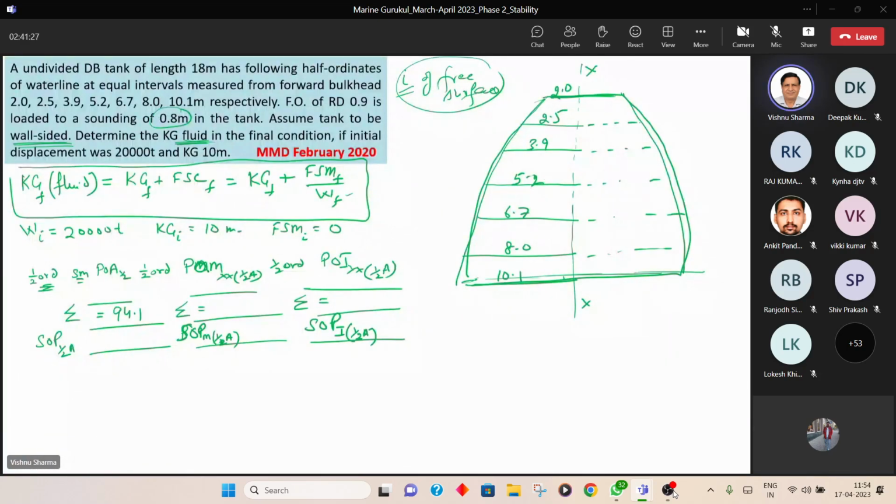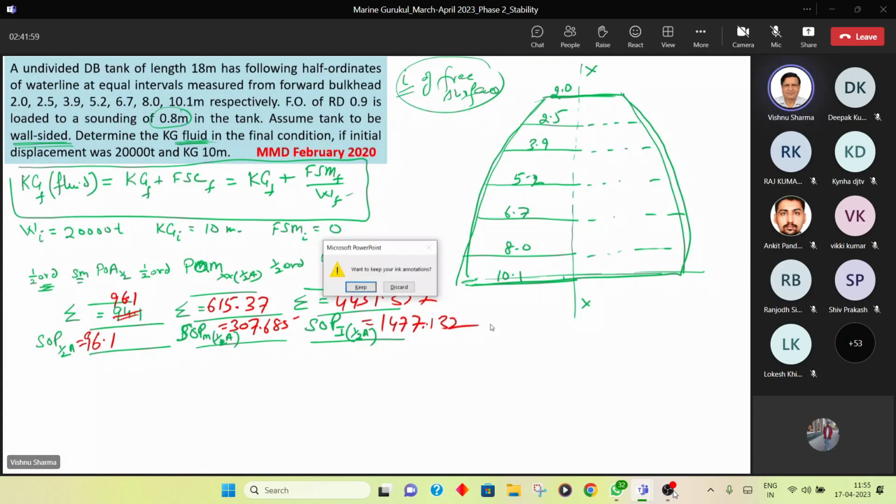Okay, now I'll correct these values. I have taken them down from my table. I solved, but my answers would not match. This is 96.1. This is 615.37. And this is 4431.397. So summation half area will be 96.1. This will be 307.685, and this will be 1477.132. Correct, guys? Please do it and see. Yes, sir. Correct, sir.